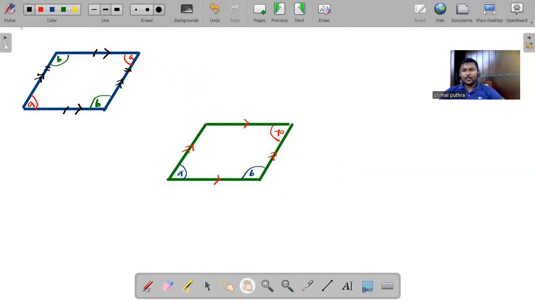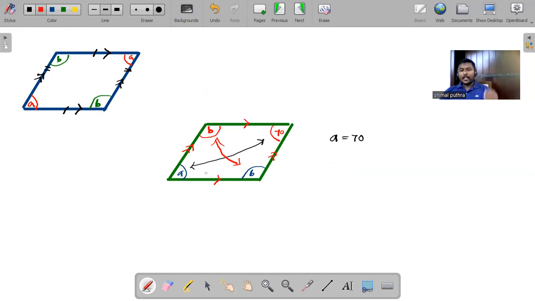Okay, I think you found A and B. What are A and B? According to the theorem, opposite angles are equal in a parallelogram. If this is 70, this one also should be 70. That means A should be equal to 70. Then I need to find B. How can I find B? According to this theorem, opposite angles are equal in a parallelogram. If this is B, this one also should be B.